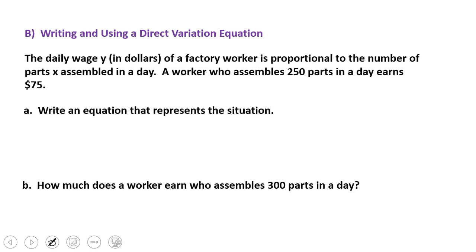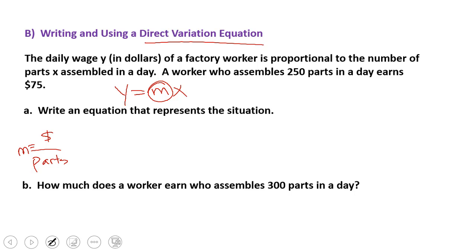All right. First thing we have to remind ourselves, we want to write a direct variation equation. What does that look like? Y equals mx. All we have to do is find the slope. And the slope is our proportional relationship. And it says Y is the wage in dollars and X is the number of parts. So our slope as an interpretation is dollars per part. All we got to do is put in the numbers and simplify.